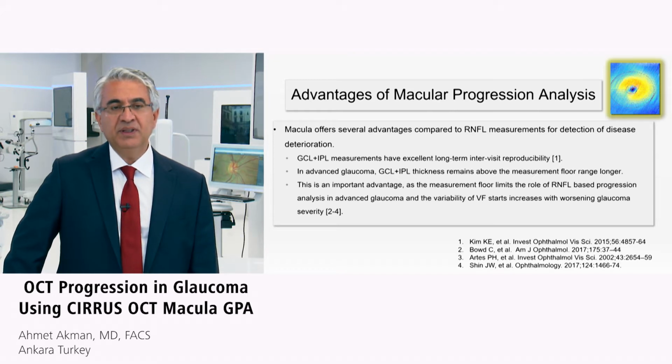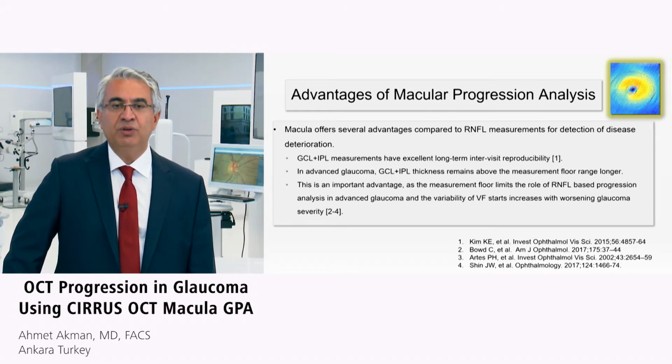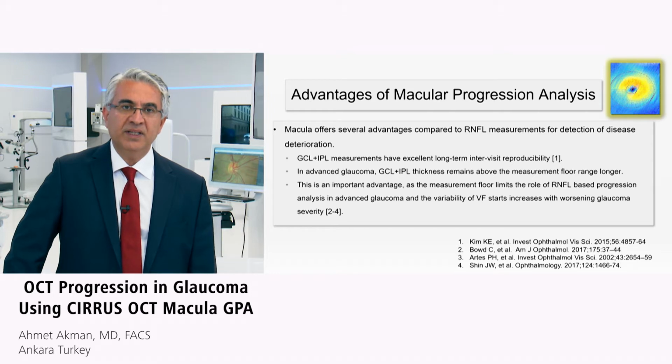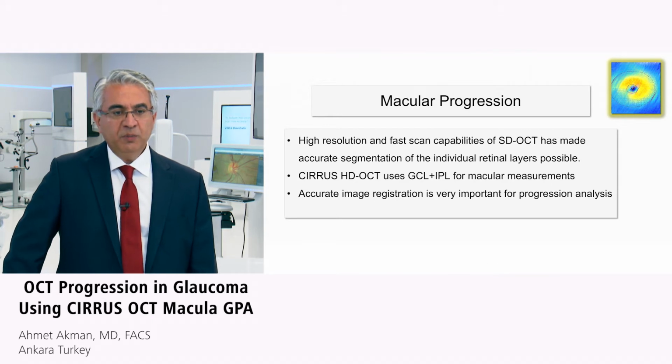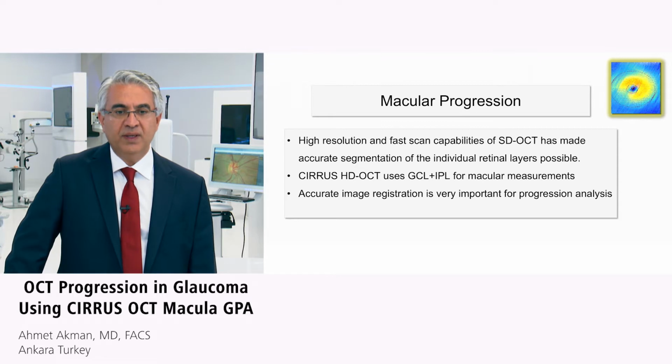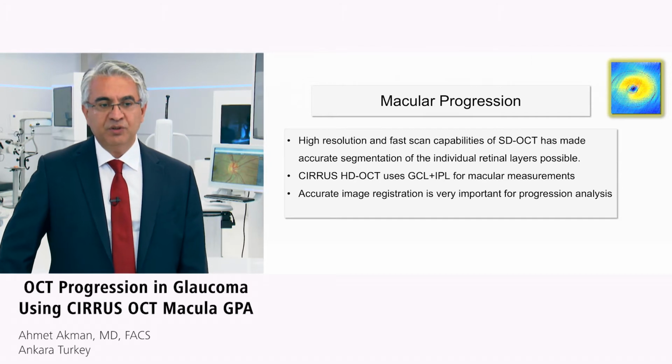This is an important advantage as the measurement floor limits the role of RNFL-based progression in advanced glaucoma, and the variability of visual field starts to increase with worsening glaucoma severity. For macular progression, we need high resolution and fast scan capabilities of SD-OCT, which made accurate segmentation of the individual retinal layers possible. CIRRUS HD uses GCL plus IPL for macular measurements.